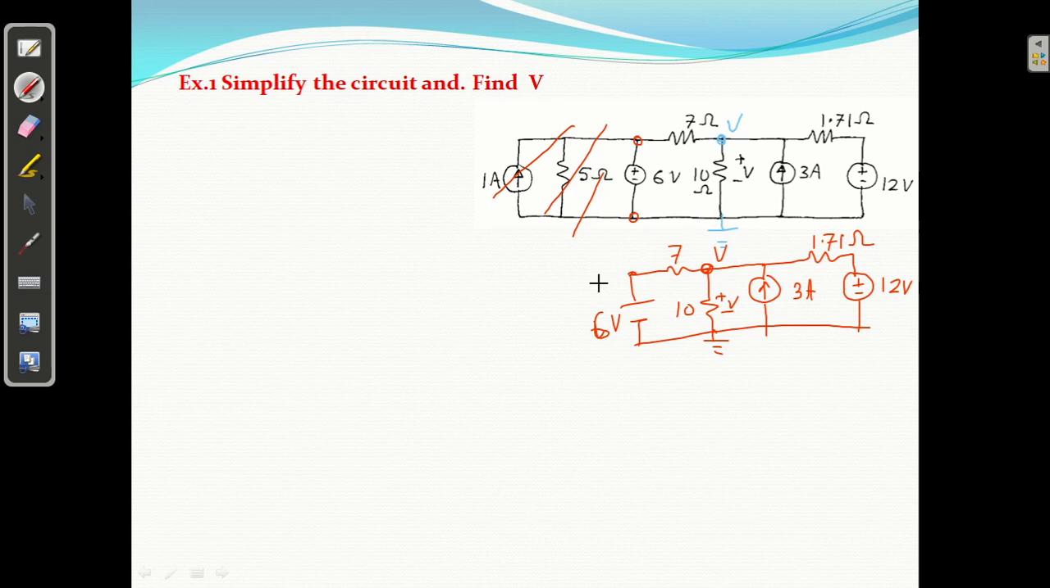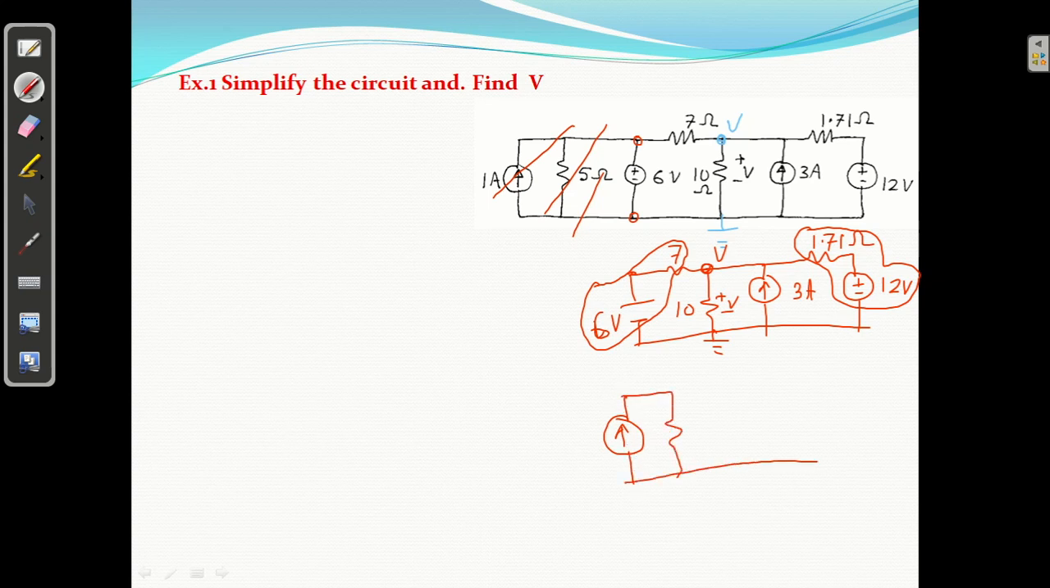Now you can say here this 6 volt source and 7 ohm are in series. These two are in series, so you can convert into a current source. Source transformation technique you can apply. Similarly here, the 1.71 ohm and 12 volt source are connected in series. These two are in series, so you can apply the source transformation technique and convert into a current source. So I am going to draw the current source. Plus is on this side, so the arrowhead is here, and this resistance will come in parallel.